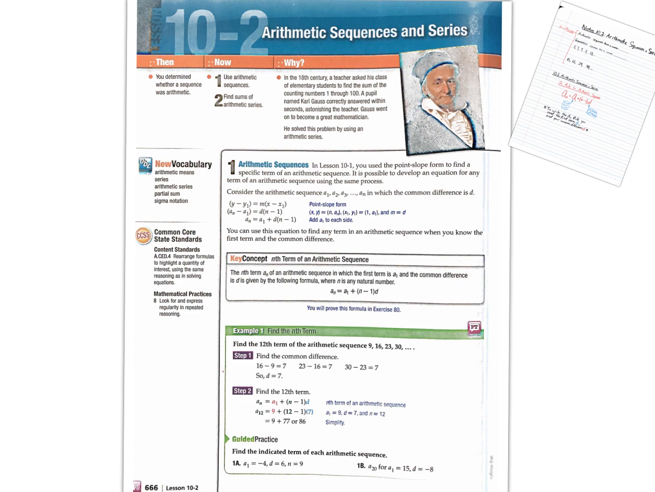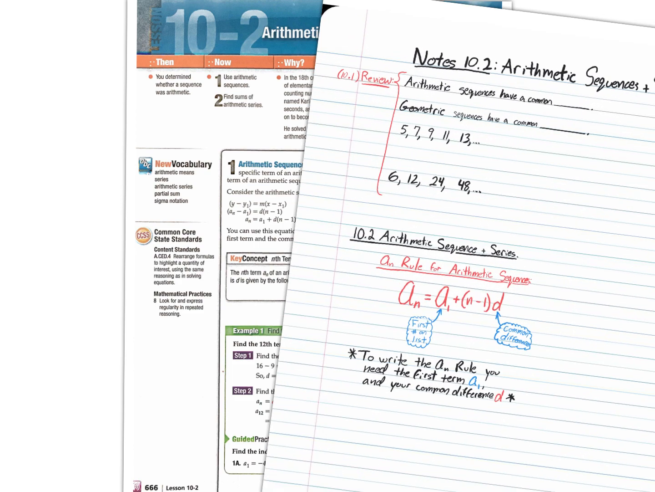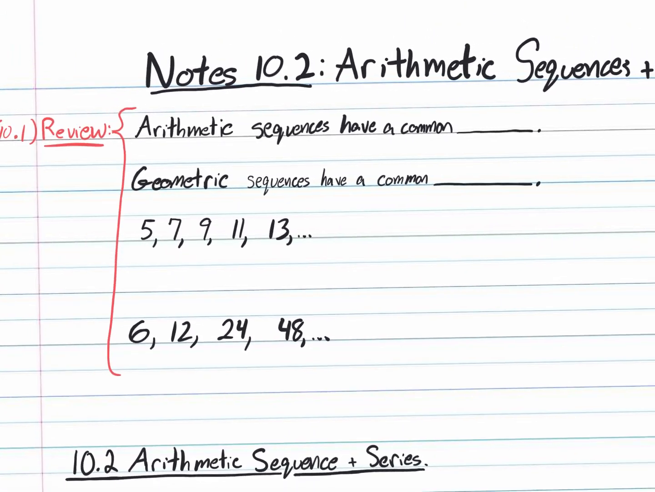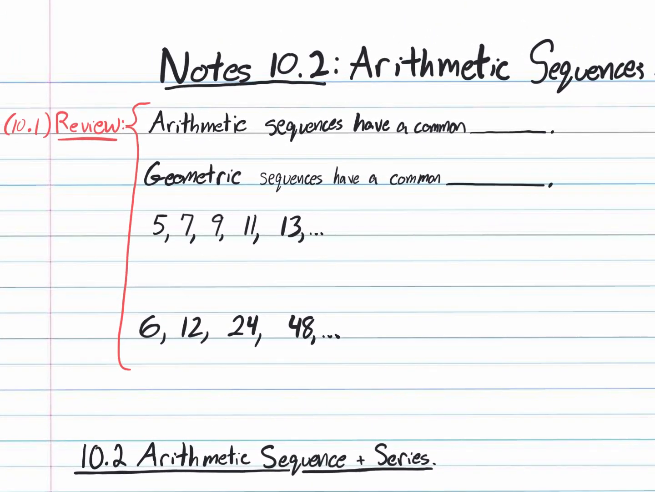Let's jump right in. Actually, let's review before even jumping right in. So in your notebooks, everybody please jot down the title 10.2 arithmetic sequences, but let's start by reviewing section 10.1. So what was 10.1? That was where we identified arithmetic or geometric sequences. So in 10.1, we learned that sequences are simply a list of numbers that have some type of pattern.